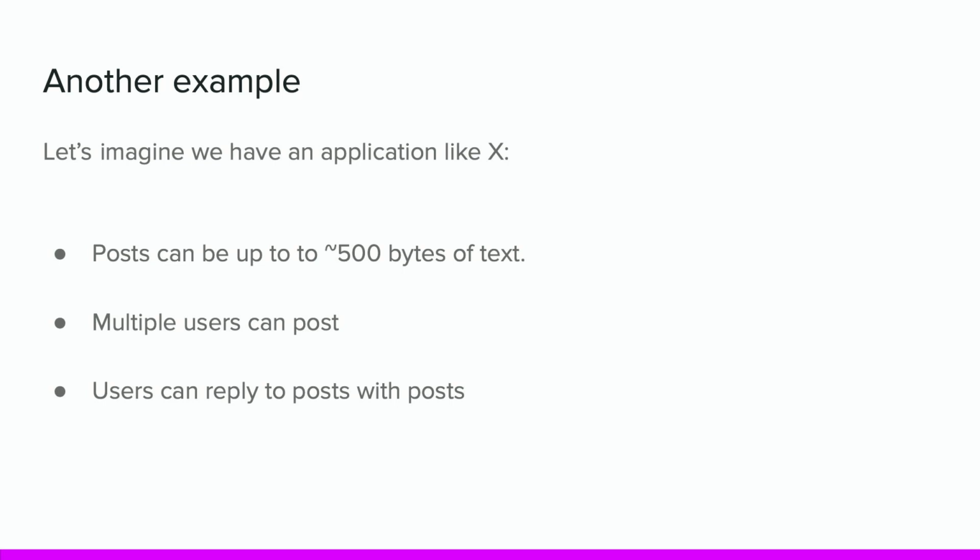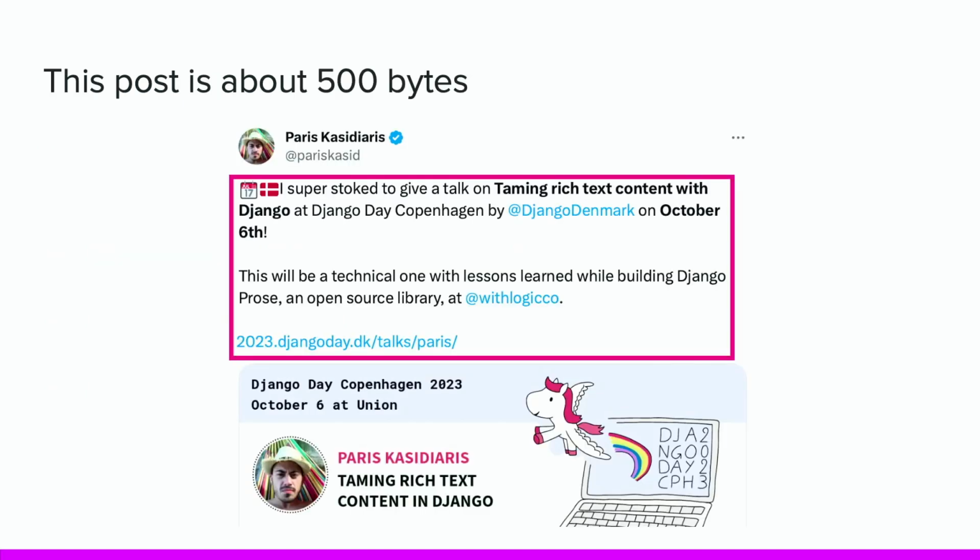Now let's imagine another example. Let's say we have an application like X, the Twitter thing after it was renamed. We can imagine we have posts up to 500 bytes of text, which is about 280 characters, and multiple users can post, and users can reply to posts with posts. So this is getting a bit distributed, and it's important. This is the tweet I made when I was super happy to learn that I was going to do this exact presentation here.